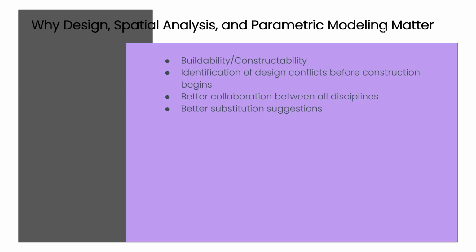Why does design, spatial analysis, and parametric modeling matter? They matter for a few reasons, including buildability and constructability of design, for the identification of design conflicts before construction begins, for improving collaboration between all disciplines, and allowing the construction team to provide better substitution requests and suggestions to the design team earlier in the design phase of the project, which may lower overall cost while maintaining quality workmanship.